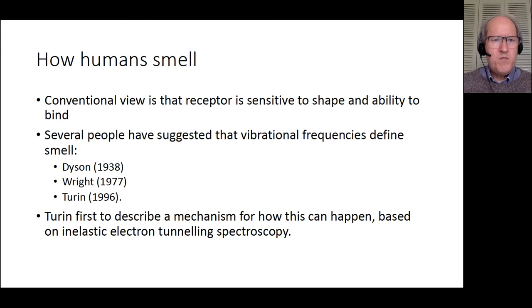So a different view was put out actually a long time ago. I've noted three people here, Dyson, Wright, and Turin, three people who promoted this alternative view, which is that we detect not so much the shape, but the vibrational frequencies of the molecule. And the problem up until 1996 was, how was that possible? It's really not obvious how you would do that inside a molecule. But Luca Turin suggested that actually it's achieved through inelastic electron tunneling spectroscopy, something that's been known in solid state physics for a while. And he came up with a possible mechanism by which that would occur.